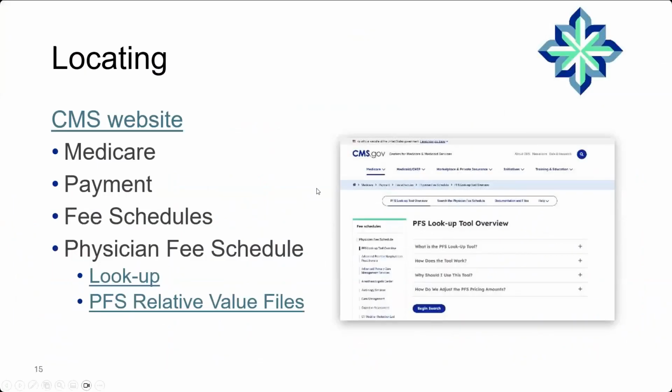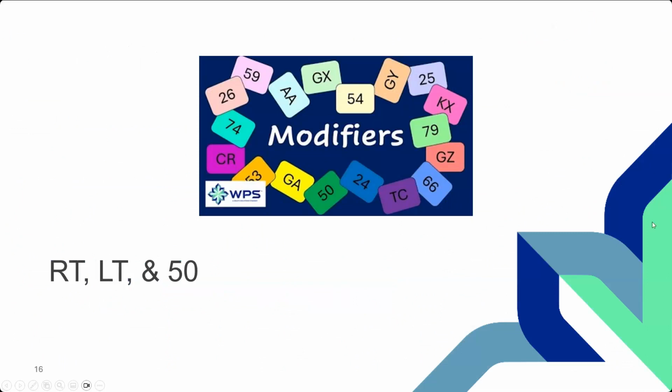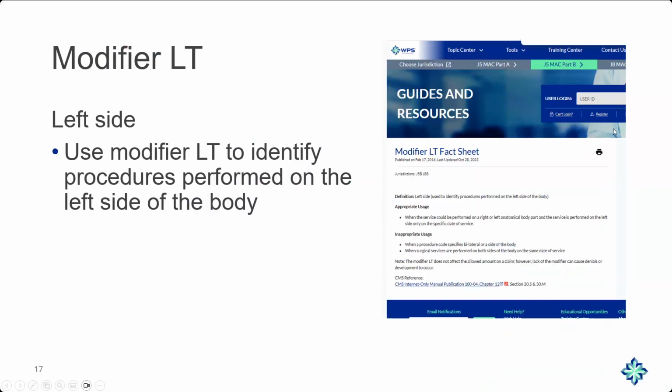Okay, so when we look at it, let's talk about these 3 modifiers. Again, these are what we're here to talk about. So if you gave me something else and it's not related to these 3 modifiers, I may not be answering that question today. So first, what is LT? LT is an anatomic modifier just like RT. LT, though, represents the left side of the body, while RT represents the right side of the body.